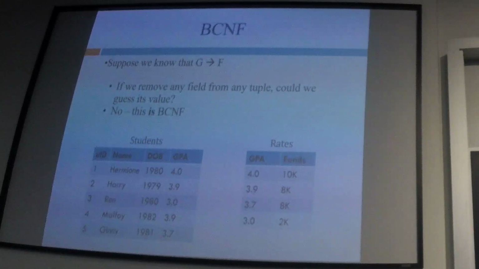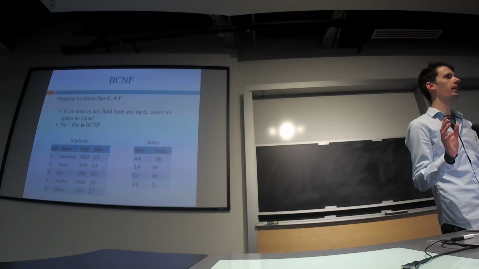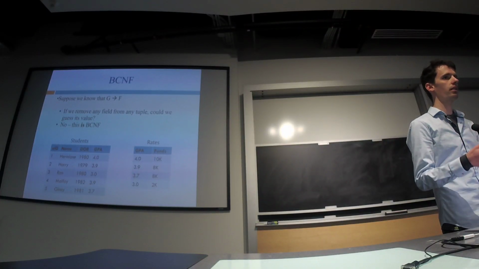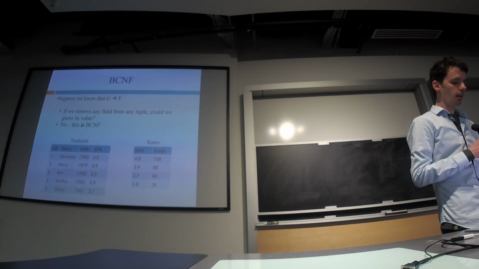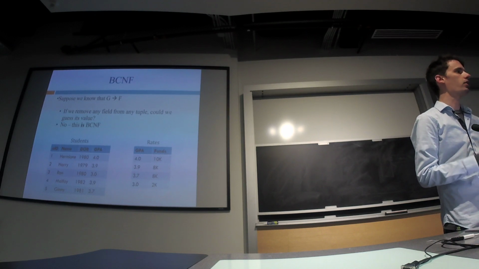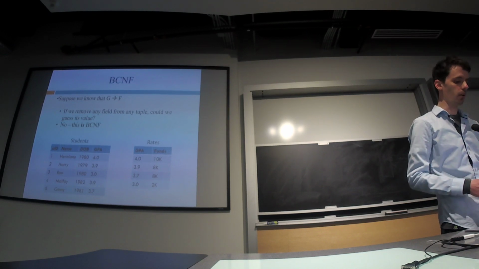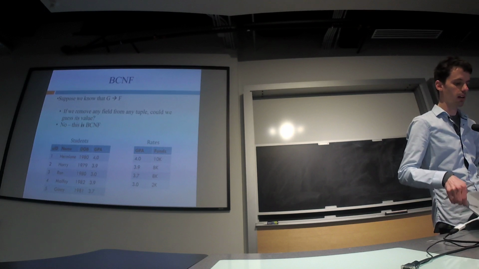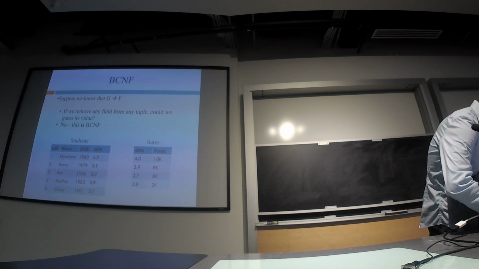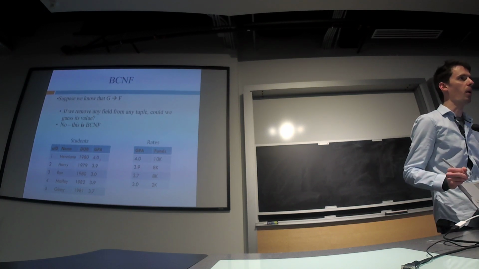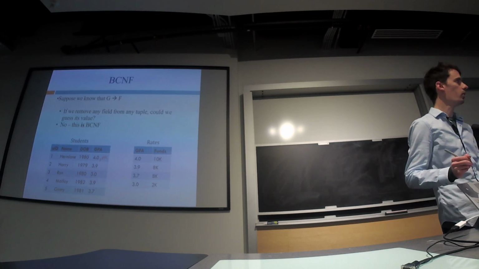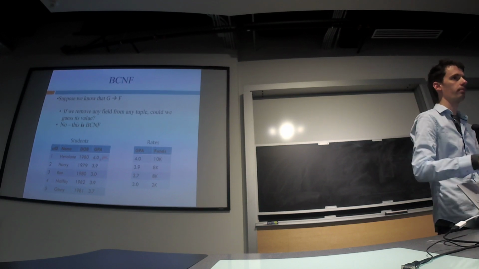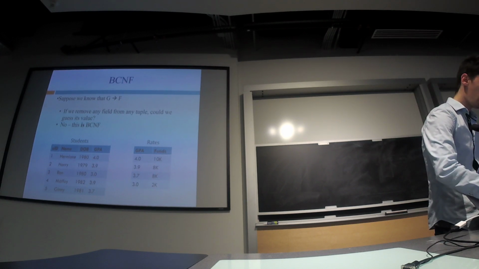Okay, so since we cannot guess if any of these values were removed, we could not guess its value. The data would be lost. That means that this is in Boyce-Codd normal form. That combined with the fact that it is also first normal form, second, and third. So first normal form would mean I cannot put any kind of tuple here. Like maybe I wanted to combine the GPA with the funds into one row. That violates first normal form. So that would also violate BCNF.